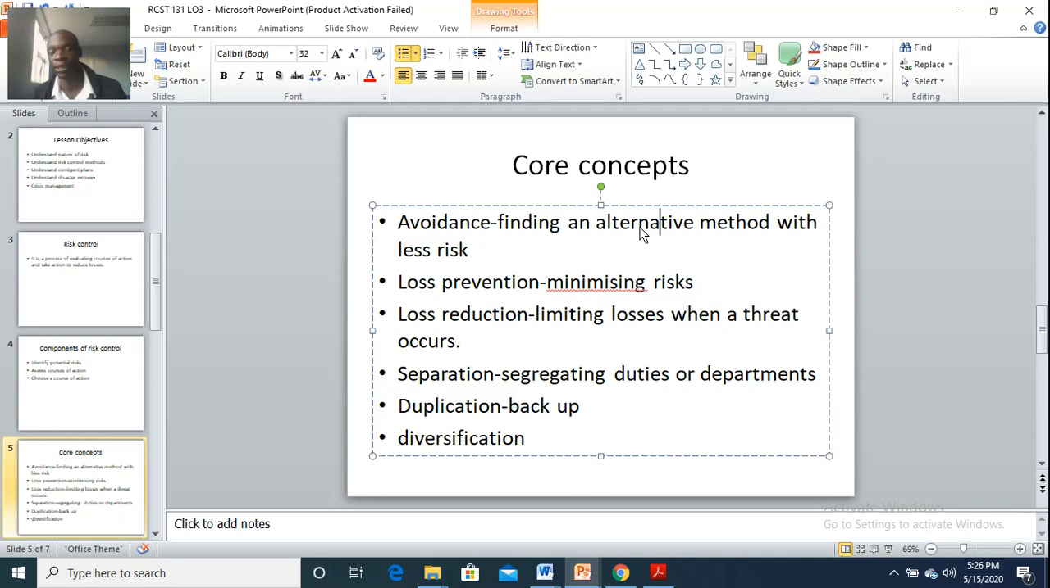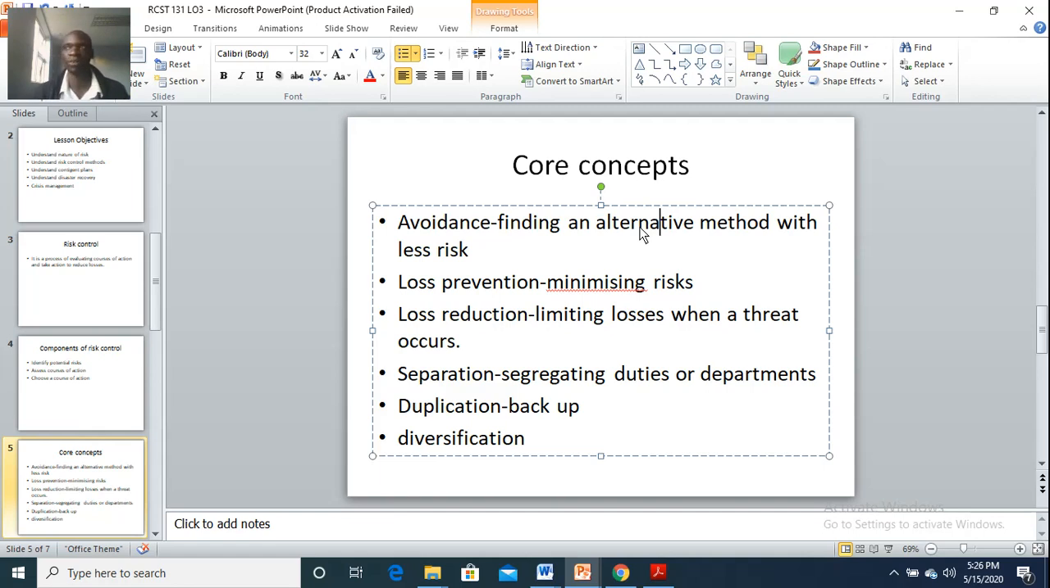Segregating duties can also help to reduce risks. People normally connive to steal money. If one person is the approver, is doing the approval, is the signatory, then the chances of that person stealing money are very high. So segregate.